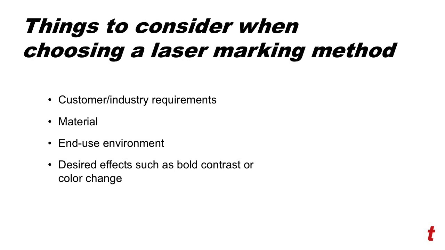Things to consider when choosing a laser marking method. Basically, the method that you need to mark based on the customer or the industry requirements. The material that you're going to process, the end use environment, how durable does it need to be? Desired effects such as bold contrast or color change. These are the questions that you'll need to ask, and we have professionals that will help you through this process should you need these questions answered.